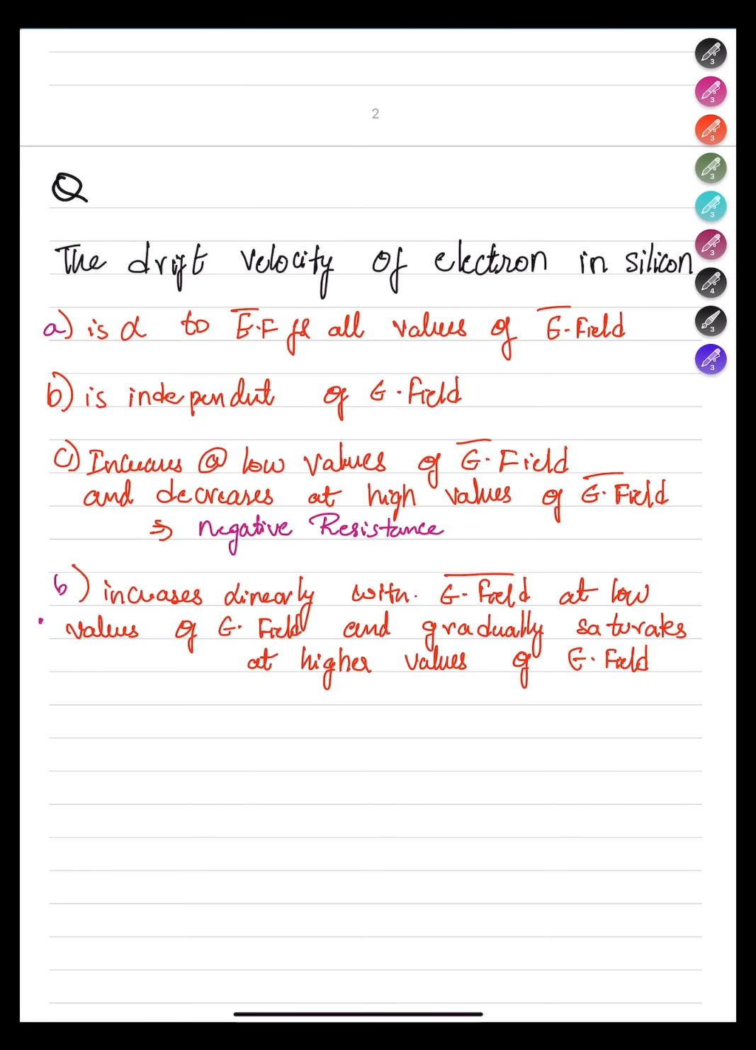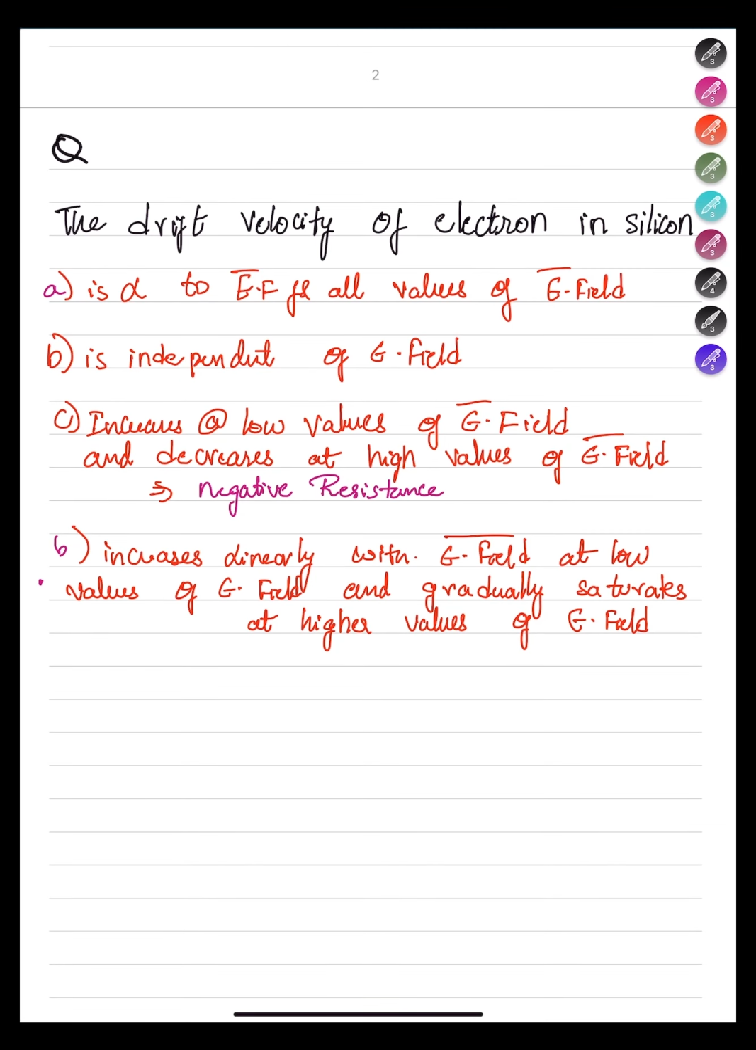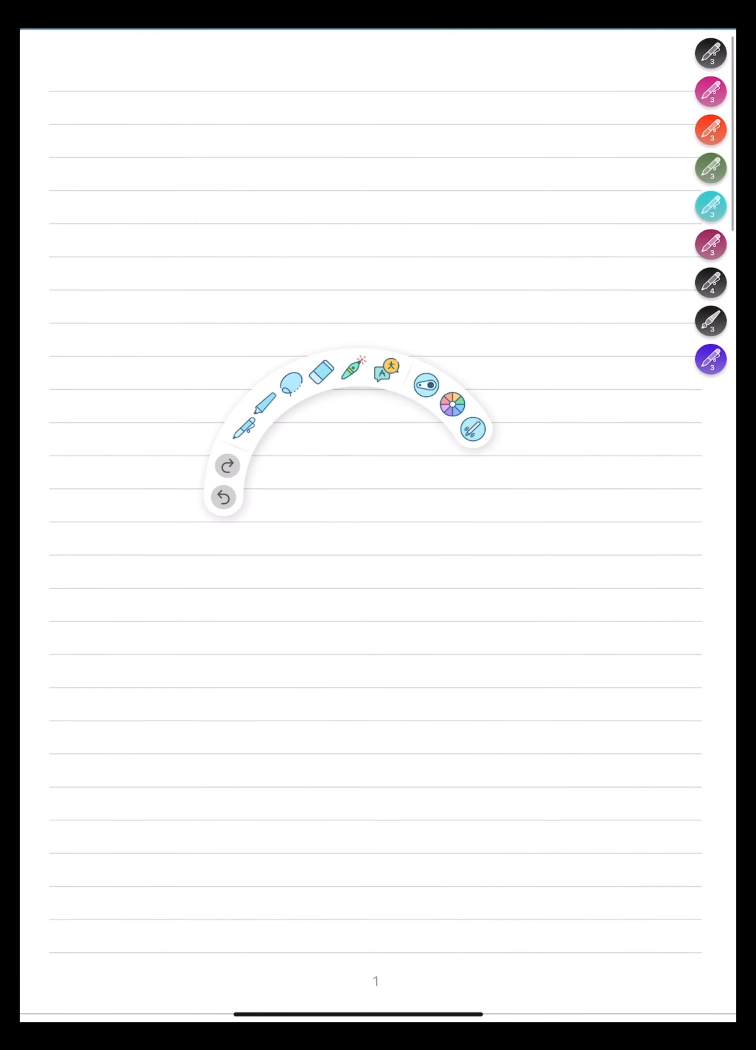Today we will solve this question. The main motive of this question is to find the relationship between the drift velocity and electric field. As you can see, in every option there is electric field, meaning it is asking the relationship between the drift velocity and electric field. The relation is that drift velocity Vd is directly proportional to electric field.